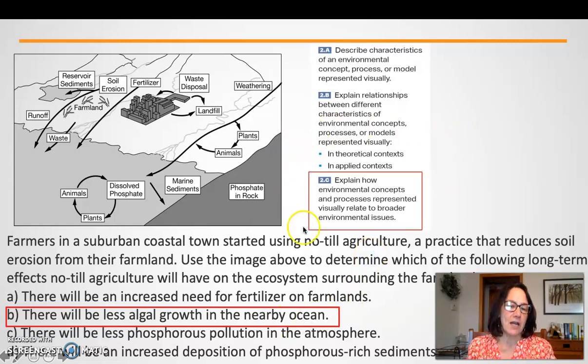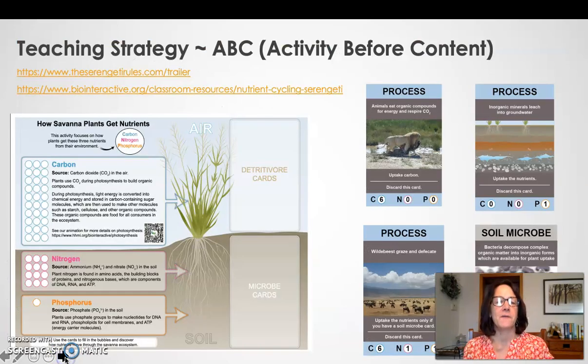This is where they're getting into the highest scaffold level of that science practice. Explain how that concept and process relates to a broader environmental issue. So giving you some examples to illustrate. And throughout the unit, you want to walk your students through looking at diagrams and progressively advancing how they are able to process what's going on in that visual representation. We do a ton of this throughout the week.